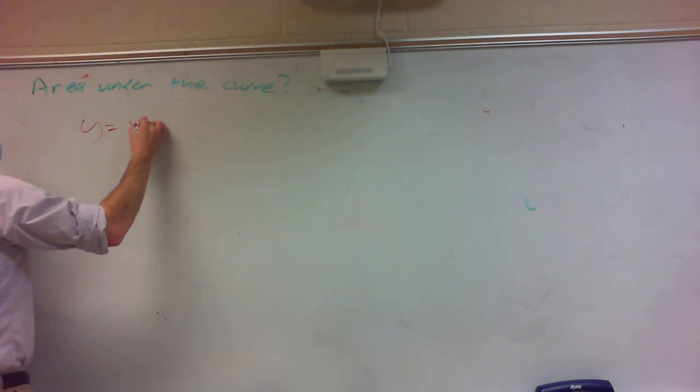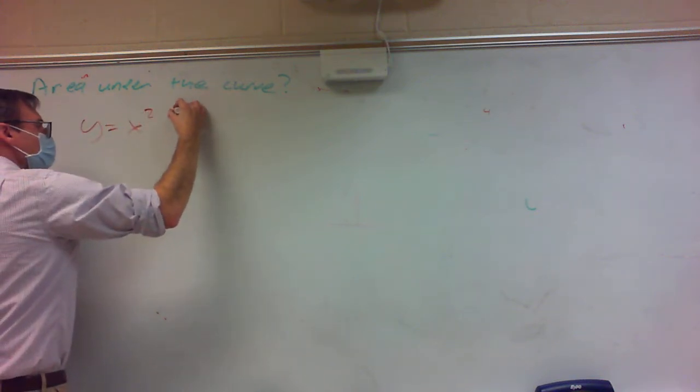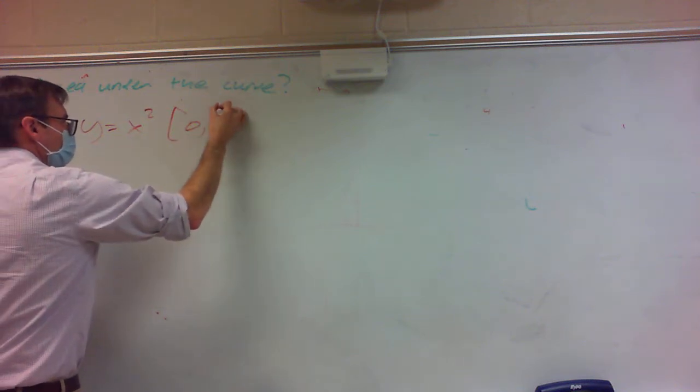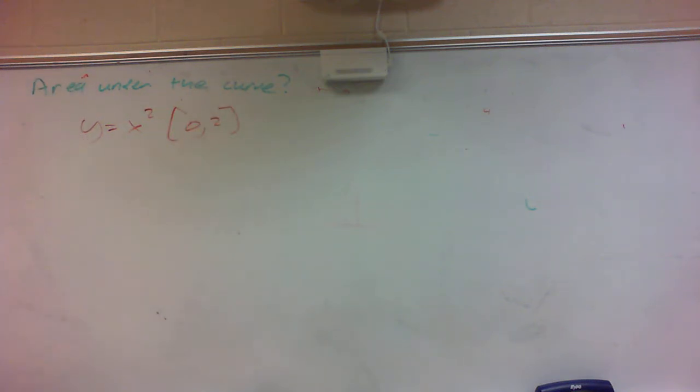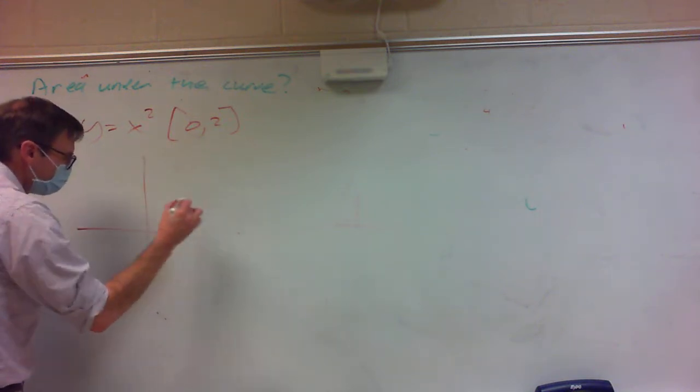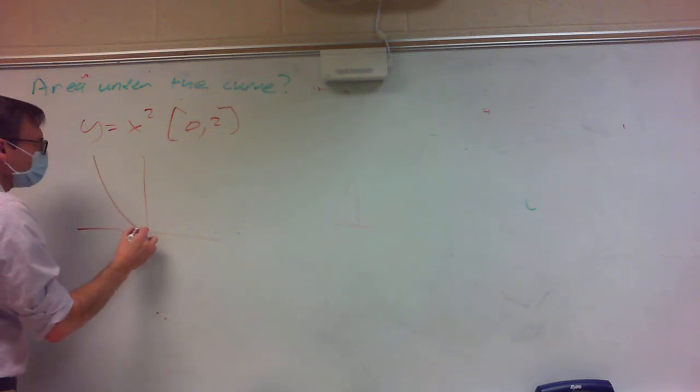But what if I give you y is equal to x squared, and I'm interested in the interval from 0 to 2? So if I give you y equals x squared, and I'm interested in the interval from 0 to 2, well, you know, you didn't learn how to do that in geometry.